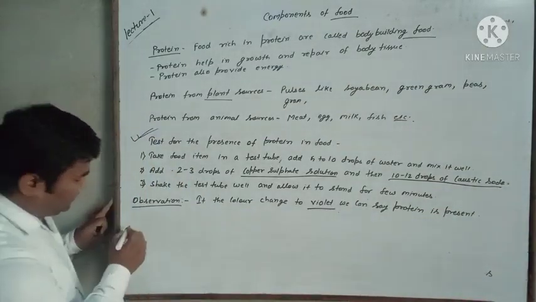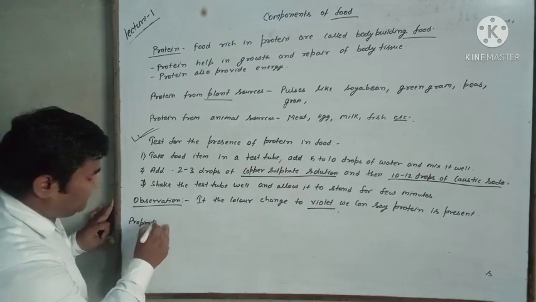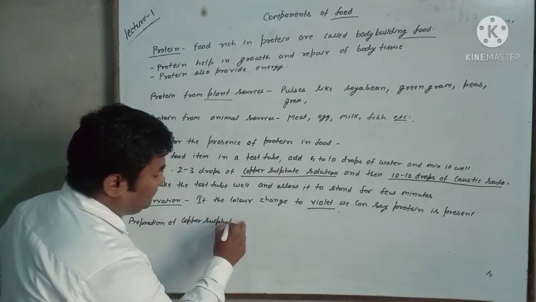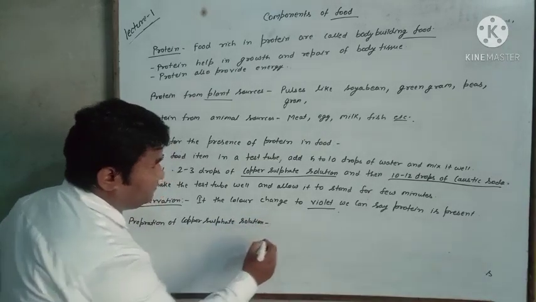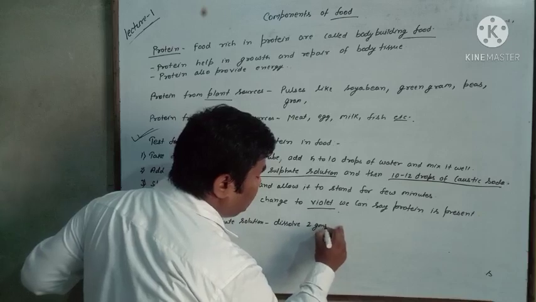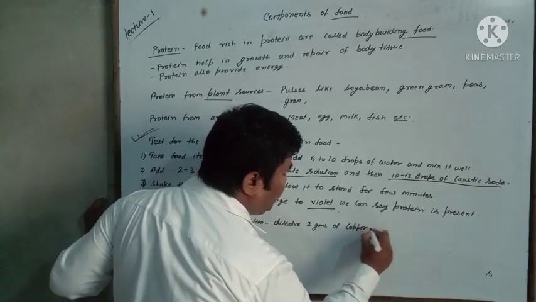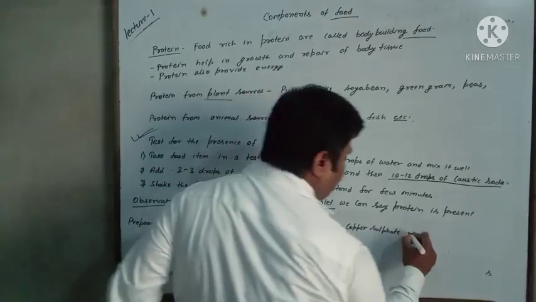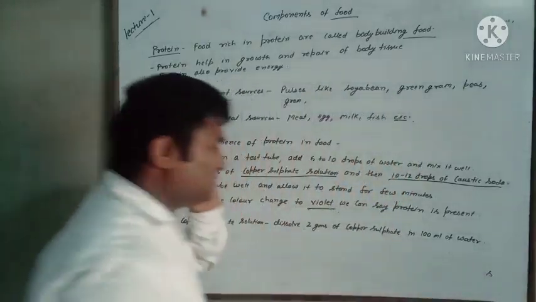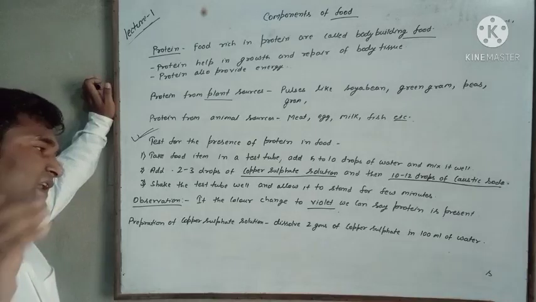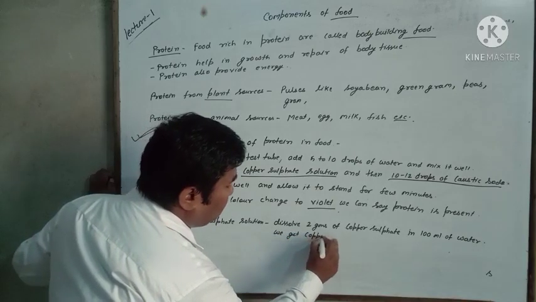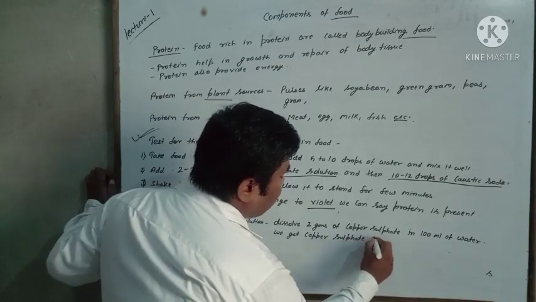How will we prepare copper sulfate solution? Preparation of copper sulfate solution. Dissolve 2 grams of copper sulfate in 100 ml of water. Means 2 grams of copper sulfate, which is a crystal, dissolved in 100 ml of water, we get copper sulfate solution.